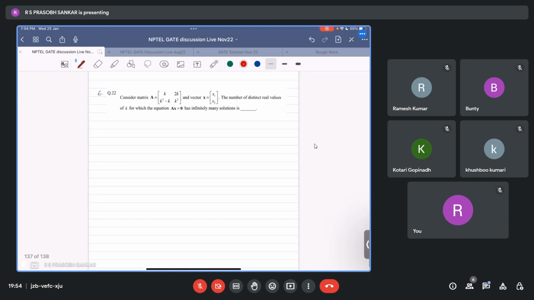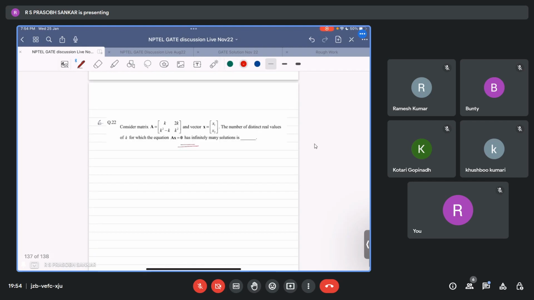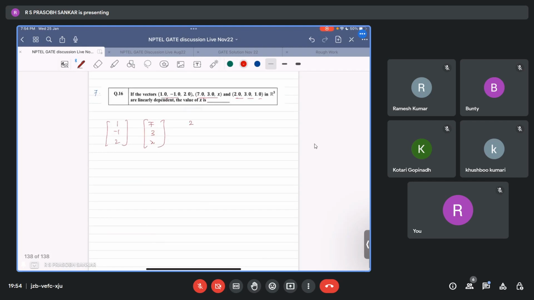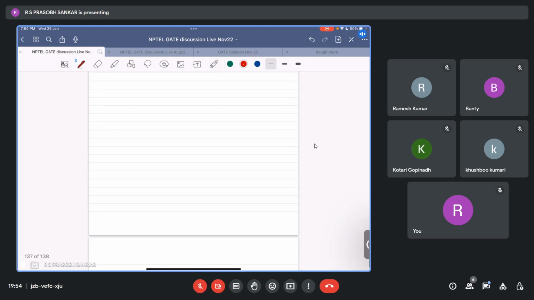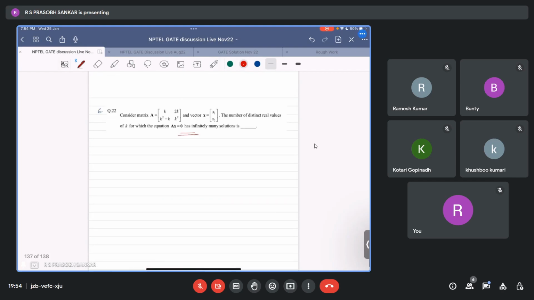If somebody is having doubt in this question, we can do this also at the end if we have time. It's easy only. To solve this question, find the determinant of 1 minus 1 2, 7 3 x, 2 3 1. Set the determinant equal to 0, and we'll get the answer. That's it.